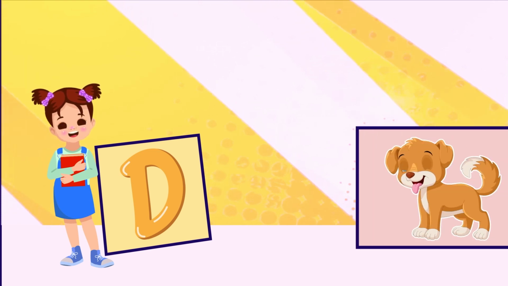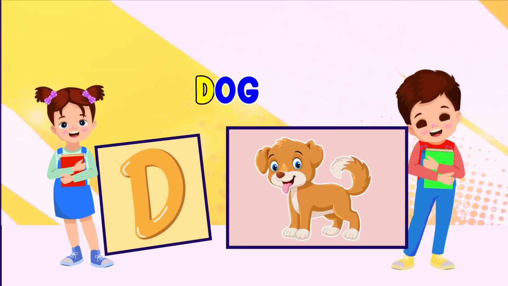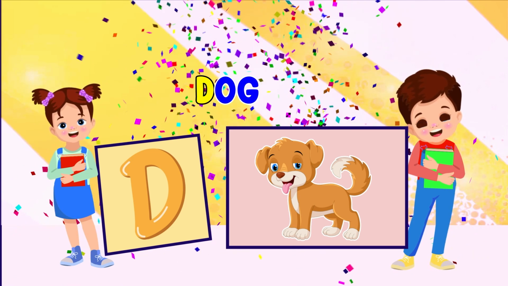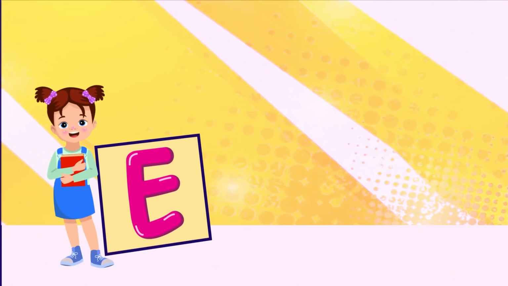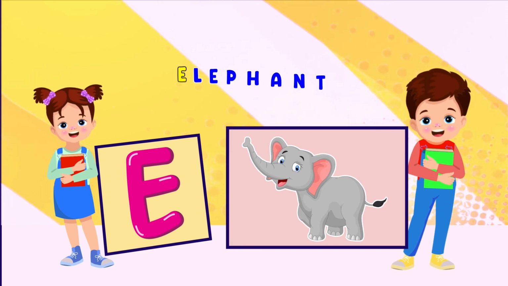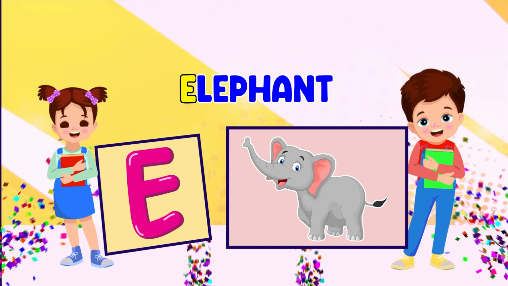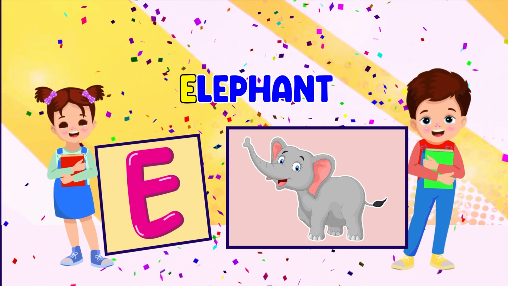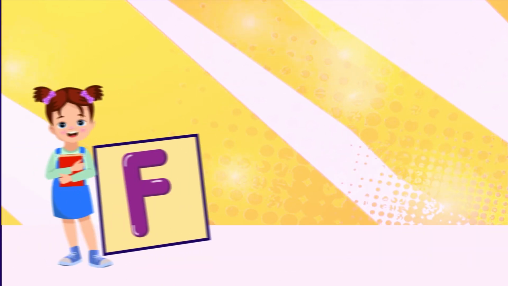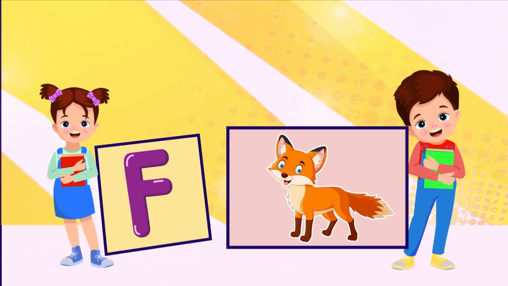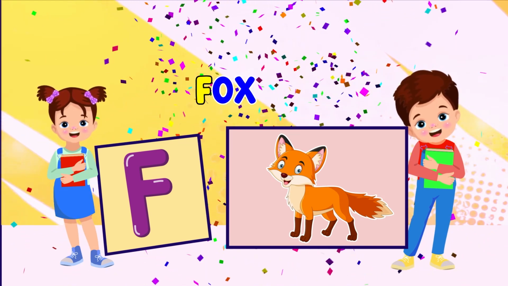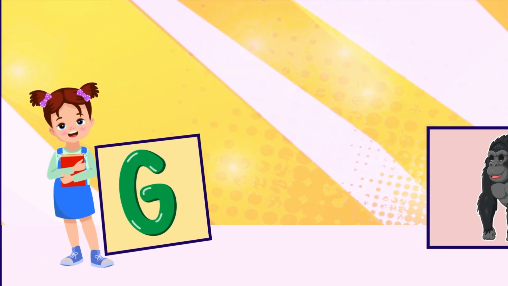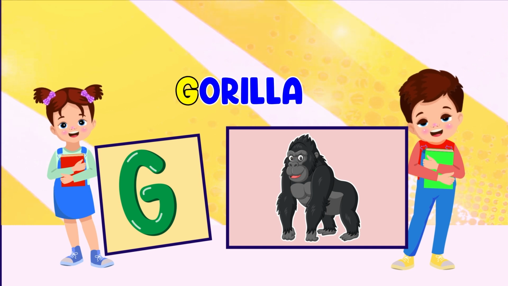D is for dog. E is for elephant. F is for fox. G is for gorilla.